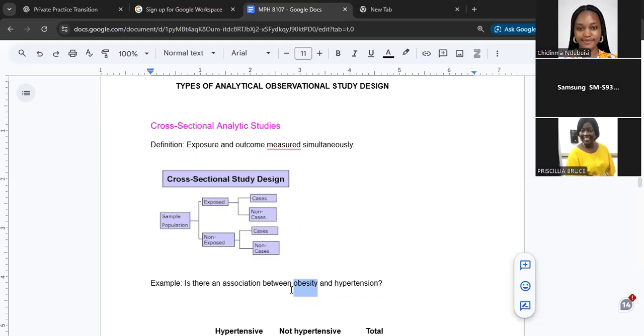Okay, so we've gone to the field now. We've taken our data. Now, when we come back, the way the analysis goes is that we will split those who had the exposure, that's those who have obesity, versus those who are not obese. So those who have the exposure versus those who are not exposed to that thing. We'll split them into two. Now, we'll go further to look and say, among people who have the exposure, among people who have obesity, how many of them have hypertension?